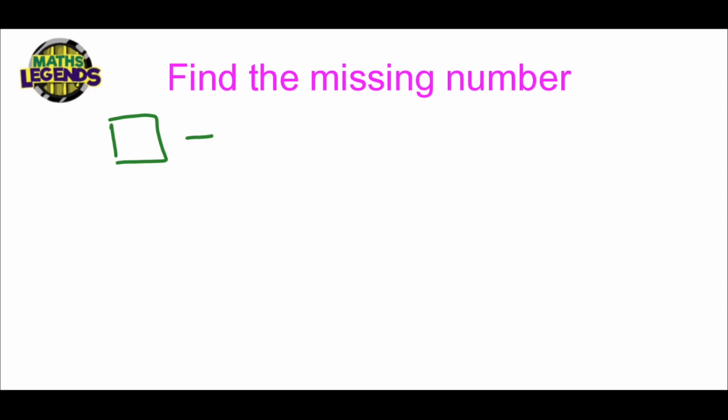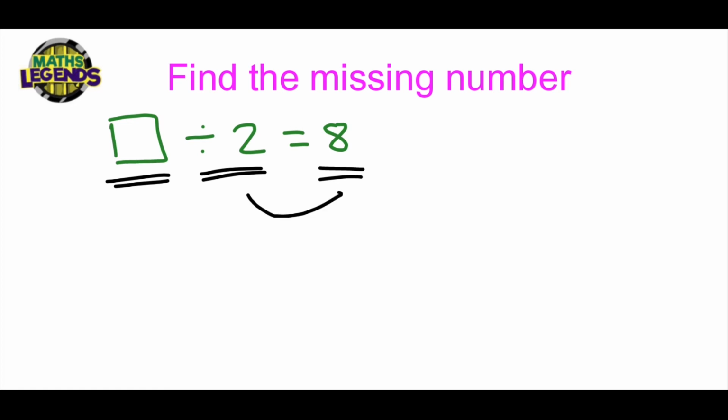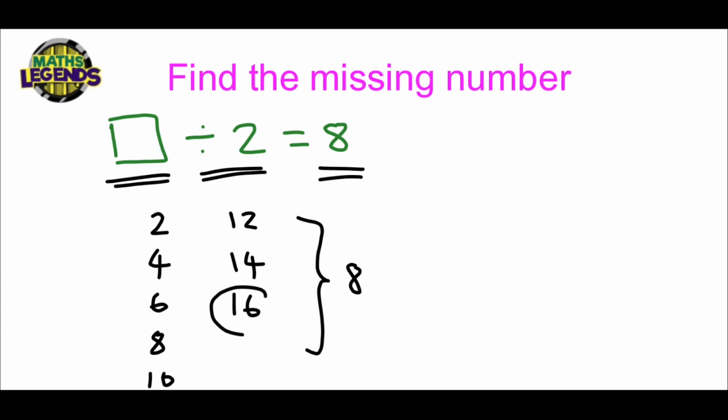Let's have a look at another example. The unknown divided by 2 is equal to 8. So now here we have the unknown, dividing it by 2, that gives us 8. So we know that we'll be looking at 2 times tables until we get to 8. So here we know that we need to continue our 2 times tables 8 times. So let's do that. 2, 4, 6, 8, 10, 12, 14, 16. So here we've done this 8 times and we've got to 16. So our answer here is 16. 16 divided by 2 is 8.